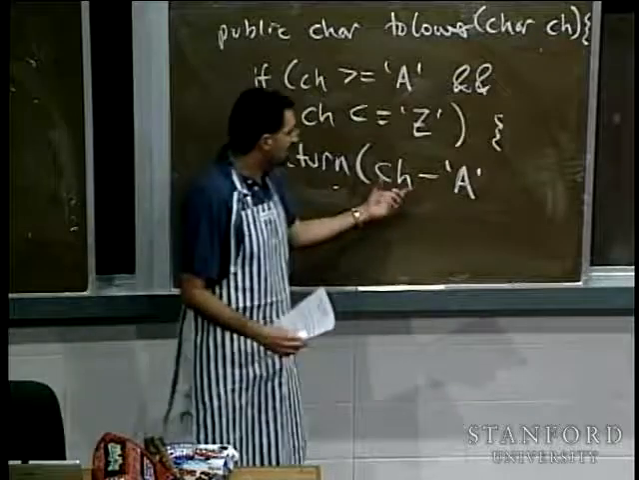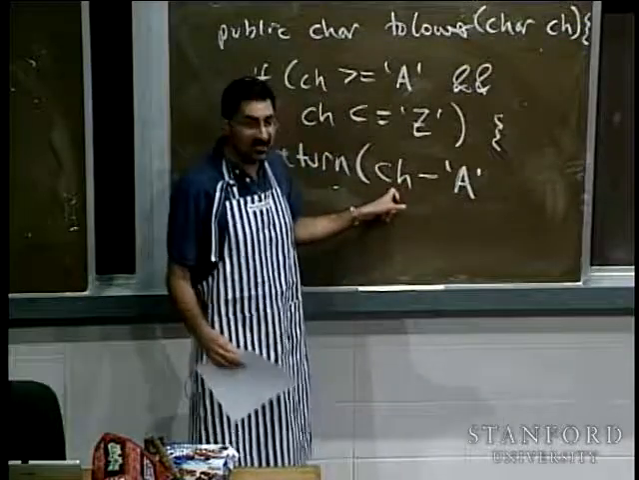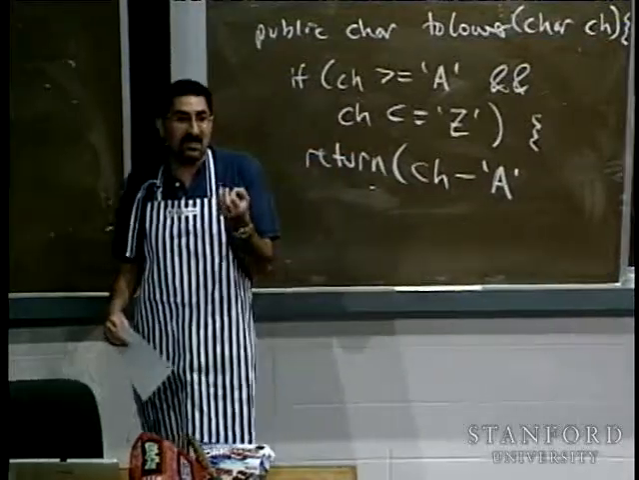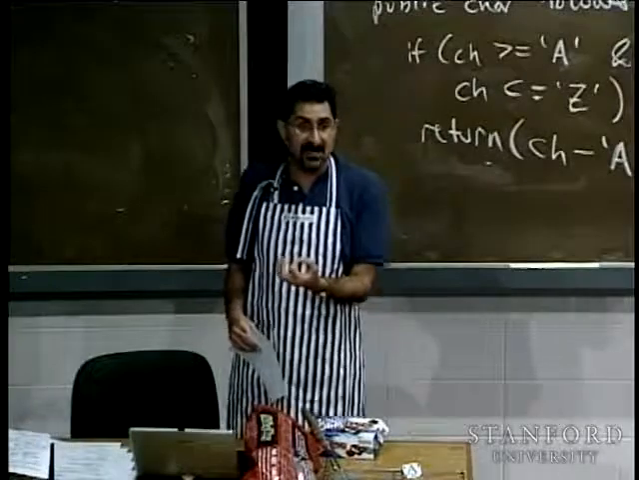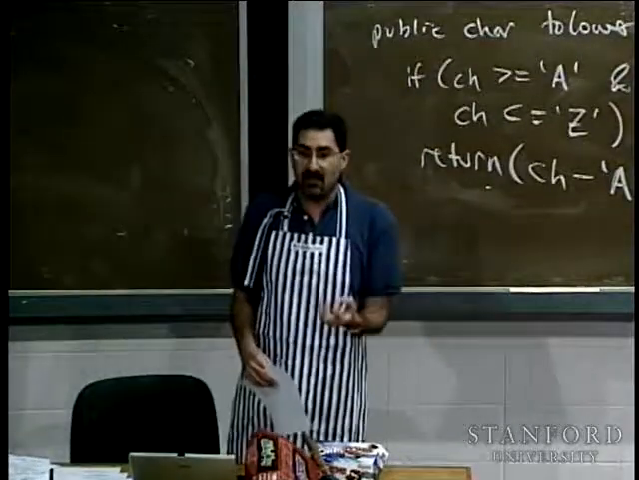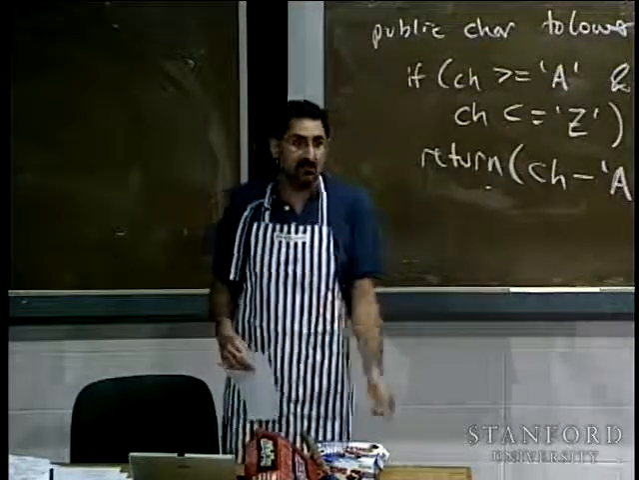Okay? If we do that, if ch was uppercase A, we get 0, which is the first letter of the alphabet. If it's B, we get 1. If it's C, we get 2, etc. This will give us, in some sense, the number of the letter in the uppercase alphabet. Once we get that number, we need to figure out what the corresponding letter is in the lowercase alphabet. So translate, according to that chart, into the lowercase alphabet.